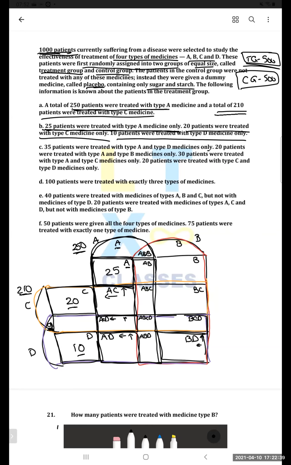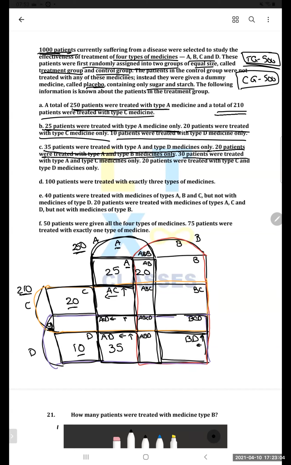Okay. 35 patients were treated with type A and D medicines only. So where will that go? A and D, sir. Downward column. Correct. Next to 10, right? 35. Oh, 20 patients were treated with type A and B only. Intersection of A and B, upper part, topmost. Okay. Correct.